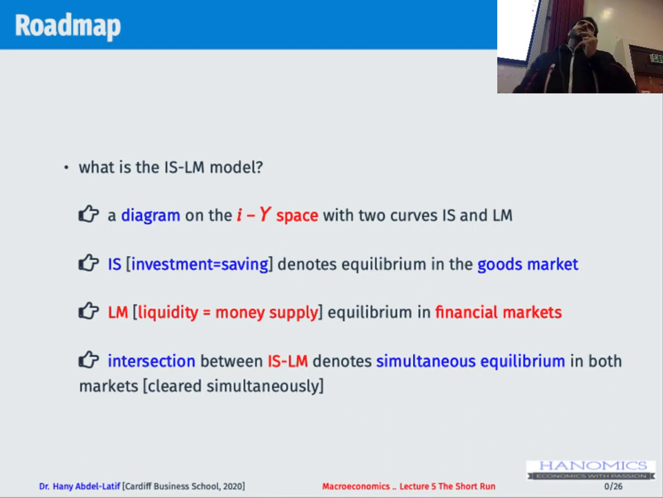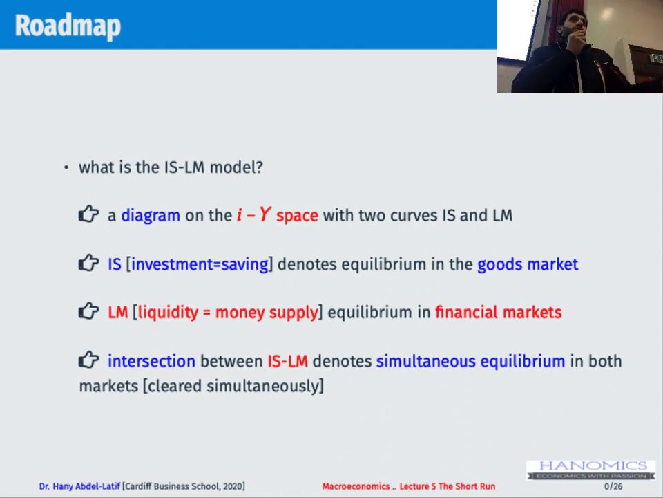So basically, what is the IS-LM model? We're going to draw a nice diagram in the i and Y space, meaning we have Y on the horizontal axis and i on the vertical axis. Here i is the interest rate. And the IS means equilibrium in the goods market, which denotes investment equal saving. And this is something we already covered when we talked about the goods market.